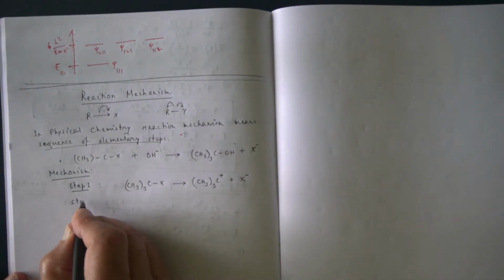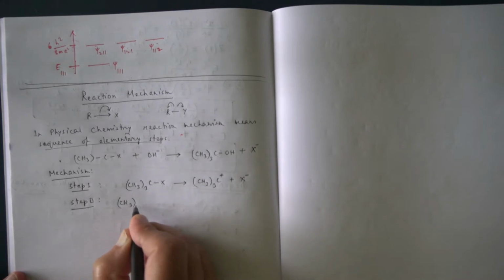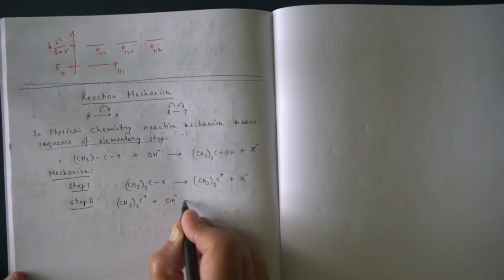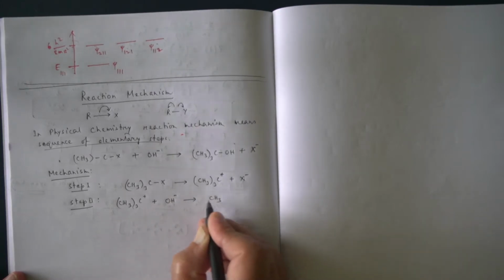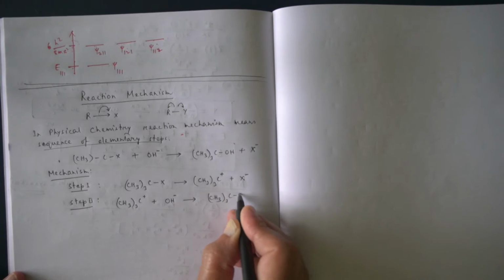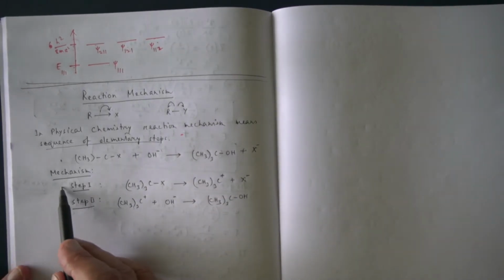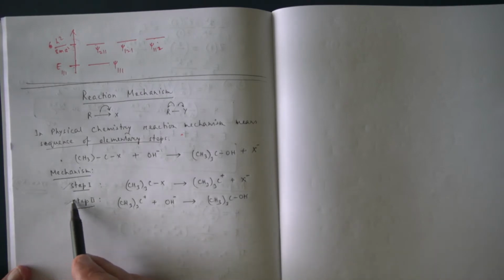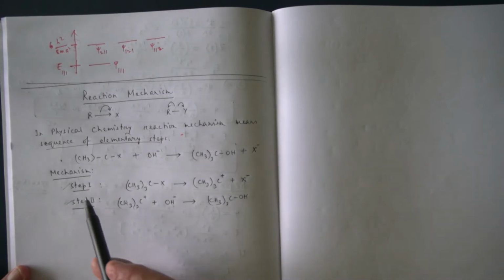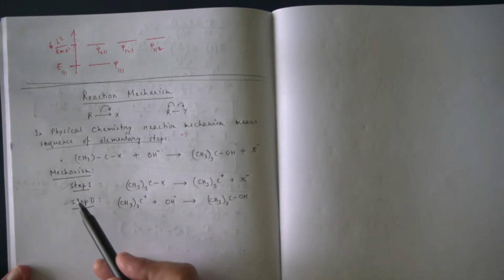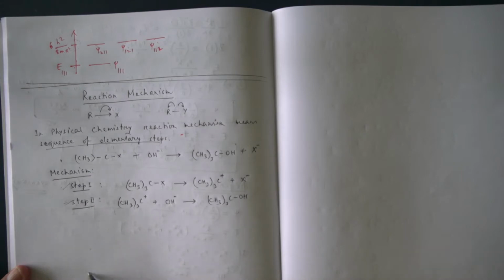And step two is the reaction of the tertiary carbocation with the nucleophile to form the product. So this is the first step, this is the second step. So the sequence means first this, second this, in some cases maybe third this, fourth this, fifth this, like that.